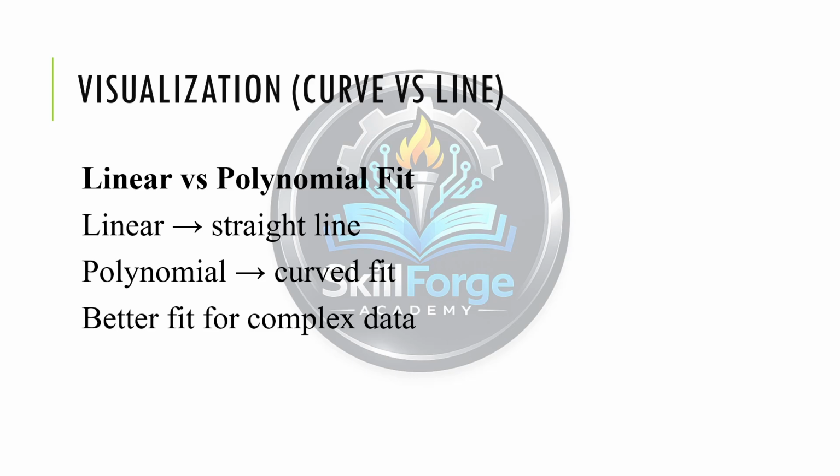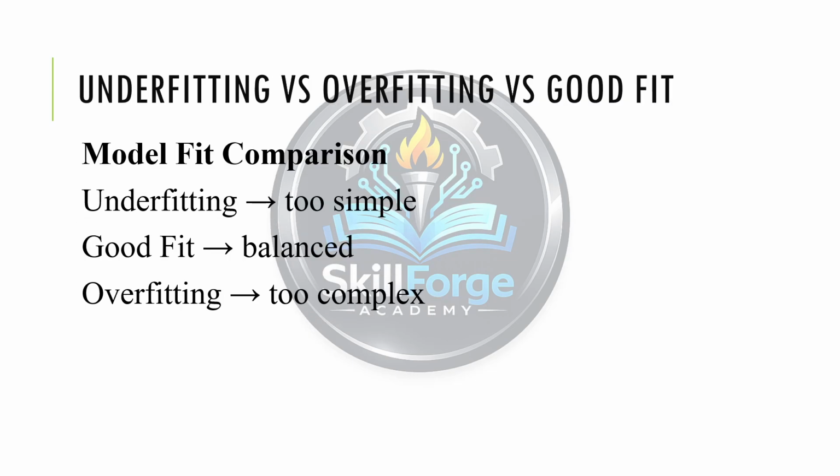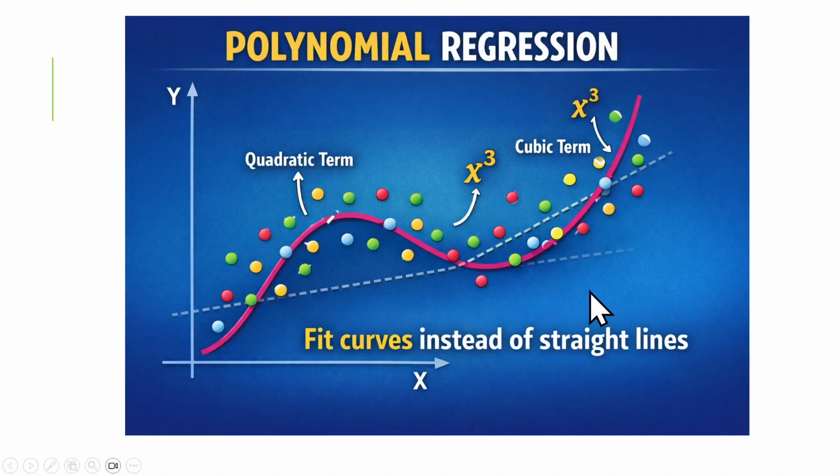So in this image you can visualize the difference. The straight line represents linear regression, which may not fit the data well if the relationship is curved. The curved line represents polynomial regression, which fits the data more closely. This shows why polynomial regression is useful when the relationship between the variables is not linear. However, we must be careful. Too much flexibility can lead to overfitting.